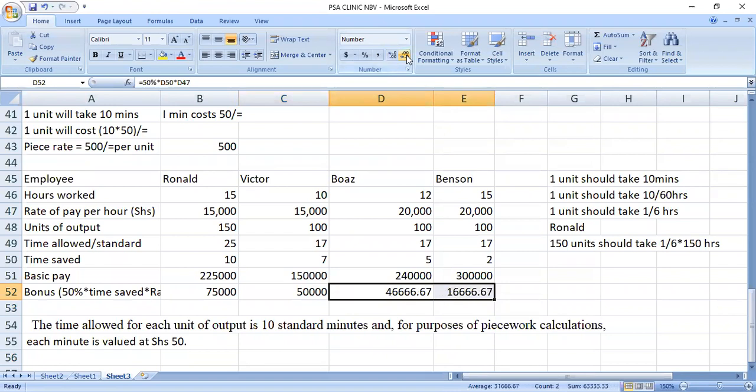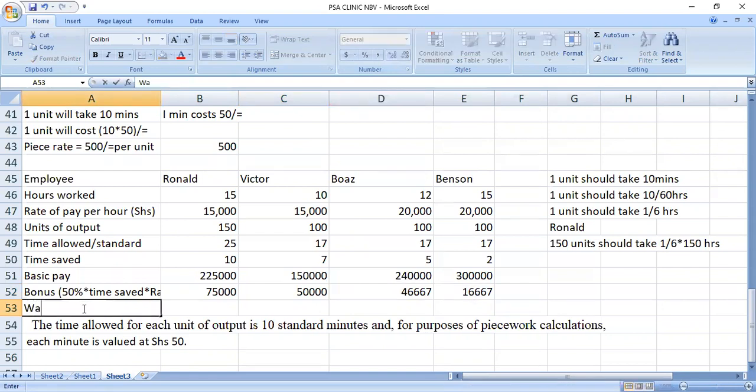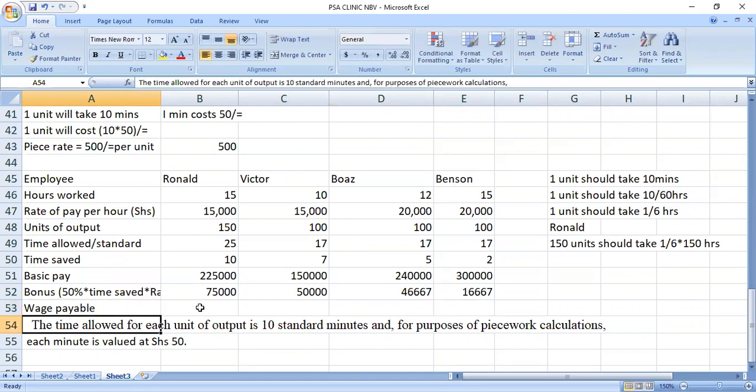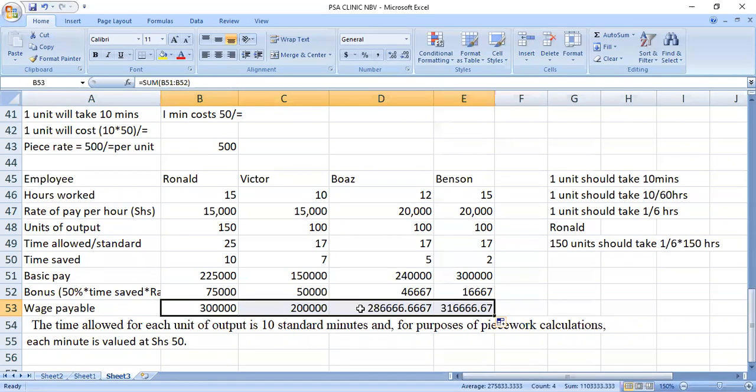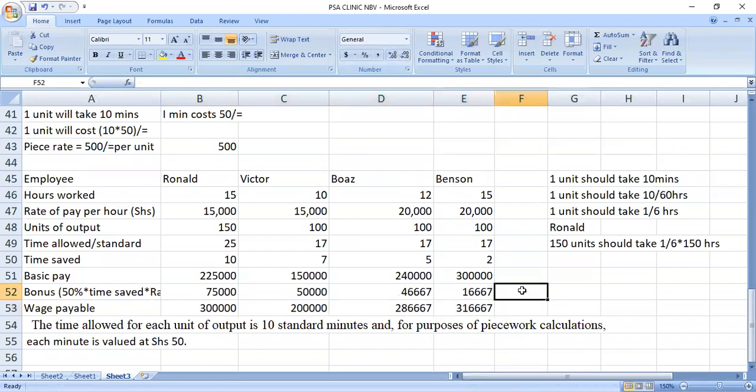So guys, unless you have any questions, that's how we do this part. Then after that you get the total payment or the wage payable. Wage payable is given by the basic plus the bonus, only. So the guy is going out with 300 for Ronald, and the others like that. All right, guys, if you have any questions in labor, kindly ask now so that we close labor posting.